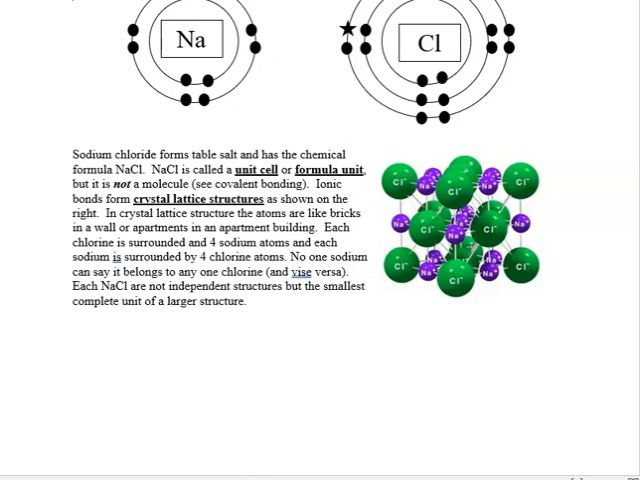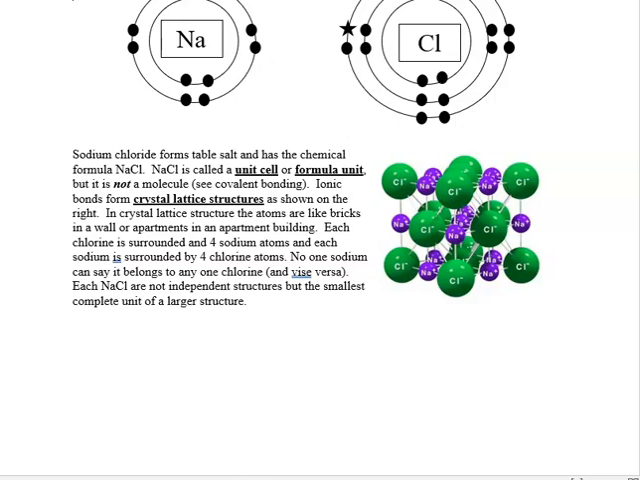So ionic bonds form crystal lattice structures, as shown on the right. In crystal lattice structures, the atoms are like bricks in a wall or apartments in an apartment building. Each chlorine is surrounded by 4 sodium atoms, as you'll see in the diagram, and each sodium is surrounded by 4 chlorine atoms. No one sodium can say it belongs to any one chlorine and vice versa. So each NaCl is not an independent unit, but it's the smallest complete unit of the larger structure.